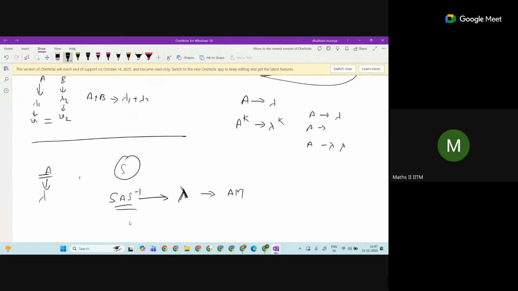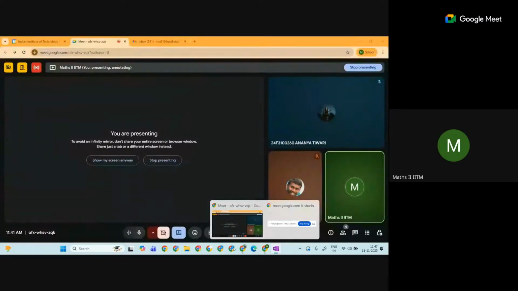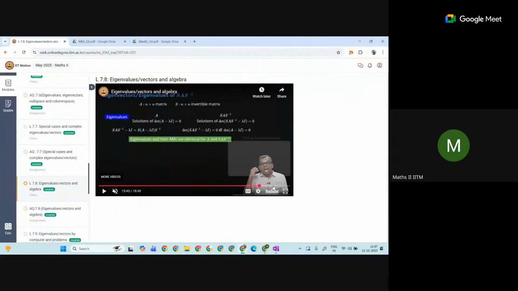The eigenvector is slightly different. Let's say the eigenvector for A is V. Then the eigenvector corresponding to this lambda value for S A S inverse is going to be S times V. So the eigenvalues are going to be the same, but the eigenvector is affected, while the eigenvalue is not affected.